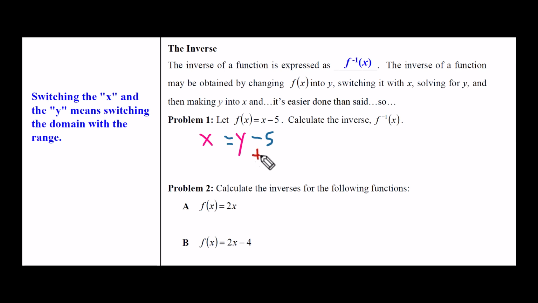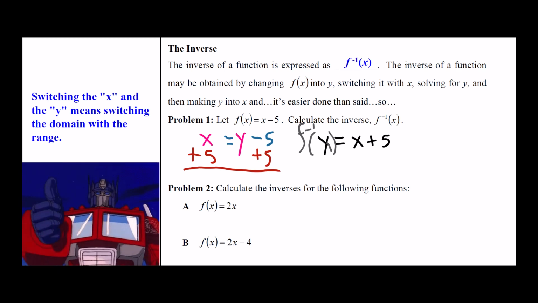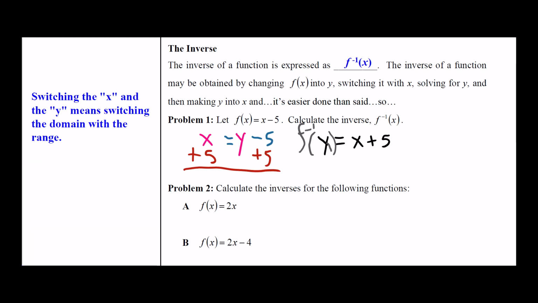Now we solve for y. I like to make it a habit of putting the variables first. We solved for y, and so we found the inverse. To make it official, we're going to do some transforming. So we put the inverse function notation and we change that y back to an x. And so the inverse function is going to be this.